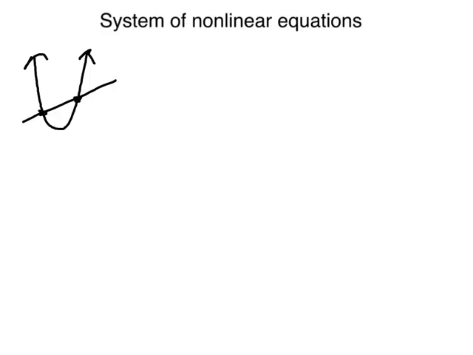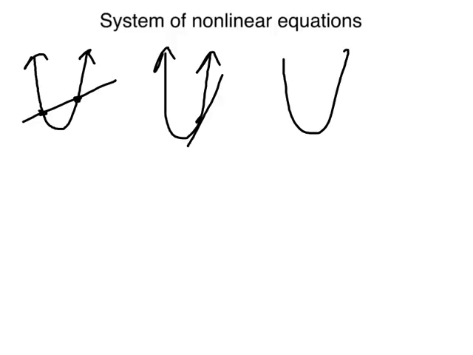Or we could have a parabola, not a very good one there, and it still crosses at 1 point, or it could cross at no points. We could have another parabola cross at 2 points here. There's a lot of different possibilities.